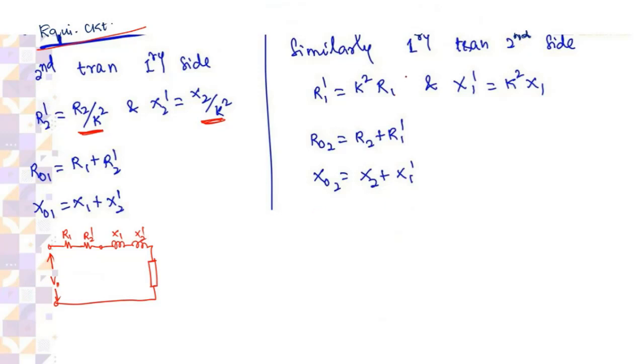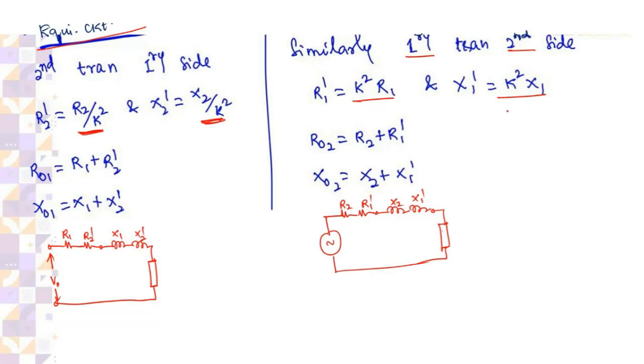Similarly, if you are transferring primary parameters to the secondary side, then we'll have here R2 and R1 dash, X2 and X1 dash. So here is my E2, and by the way, here you'll have the load. Now R1 dash is K square times R1, and X1 dash is K square times X1. You need to remember. Similarly, the total resistance referred to the secondary side is R2 plus R1 dash, and the total reactance referred to the secondary side is X2 plus X1 dash.